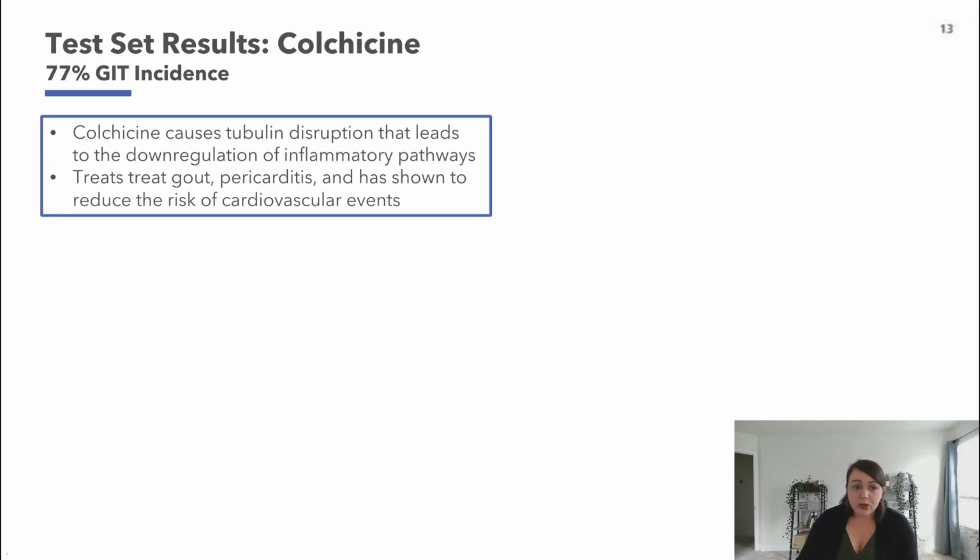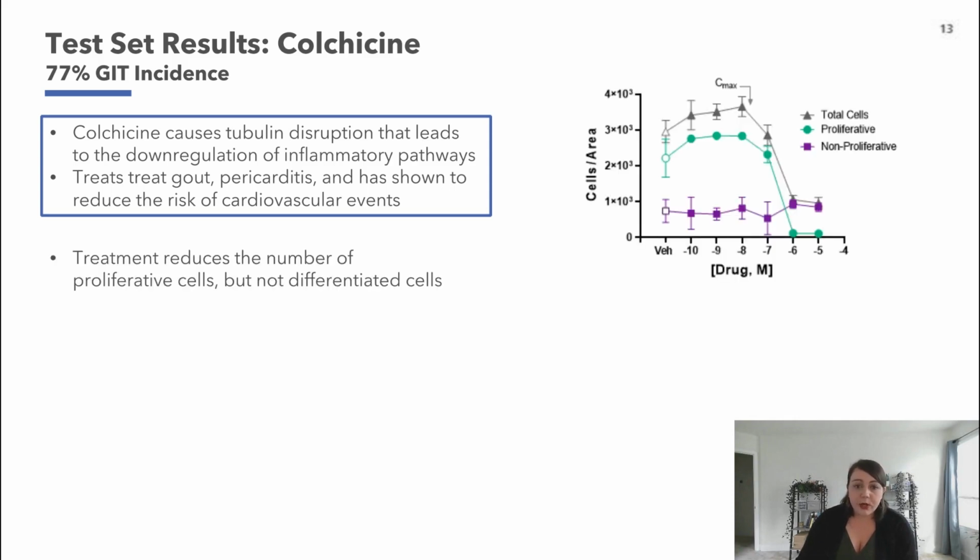The next compound we'll look at is called colchicine, and this causes tubulin disruption that leads to the downregulation of inflammatory pathways. So we use this compound to treat gout, pericarditis, and it can help reduce the risk of cardiovascular events. Now here we're looking again at total cell number. So the top right graph in gray is our total cell number. Again, in green are our proliferative cells, and in purple are the non-proliferative cells. So what's interesting about this is that at 10 to the negative sixth, we see a drop in the number of proliferative cells. However, we're not seeing any changes in the non-proliferative cell population.